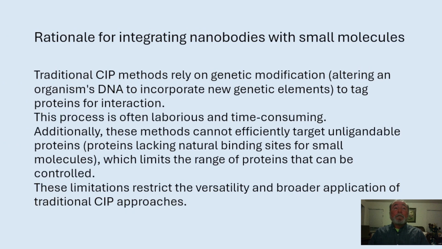The rationale for integrating nanobodies with small molecules. Traditional CIP methods rely on genetic modification to tag proteins for interaction. This process is often laborious and time-consuming. Additionally, these methods cannot efficiently target unligandable proteins, which limits the range of proteins that can be controlled. These limitations restrict the versatility and the broader application of traditional CIPs.